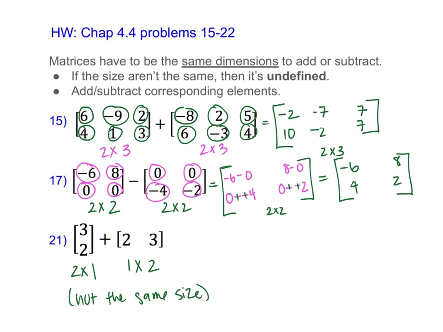In other words, this will lead to an undefined matrix because you cannot add them. So that's it. Basically, rule of thumb, you need to check the size to make sure that they are both the same size before you can add or subtract. You always add or subtract the corresponding located elements. And if the size is not the same, then it's undefined.